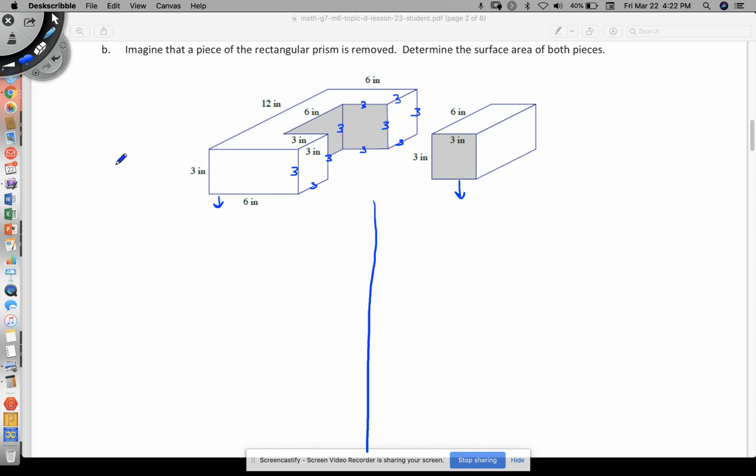hole. Now, I have a 3 by 6, just like the last one. I have a 3 by 6 here. I have a 3 by 6 in the back, so I have 2 of those. And that's going to give me 36.